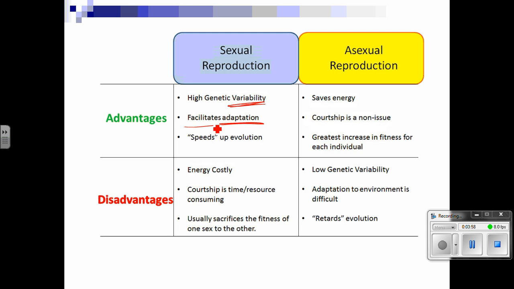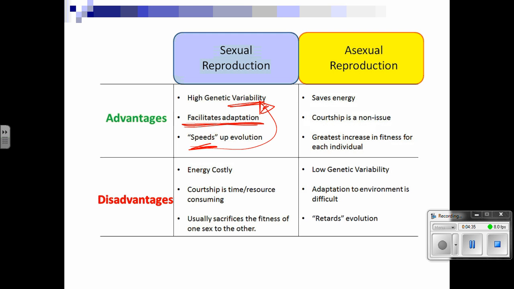So that also facilitates adaptation. So traits that are favorable to the environment. Traits that are going to be good when times get hard. It speeds up evolution. Again, that's going back to the variation and the idea that the more variety there is when the environment changes, more than likely somebody in that population is going to survive, and they're going to be able to reproduce and pass on their traits to their offspring. And those traits are obviously favorable to whatever that environment is because they were able to survive it.